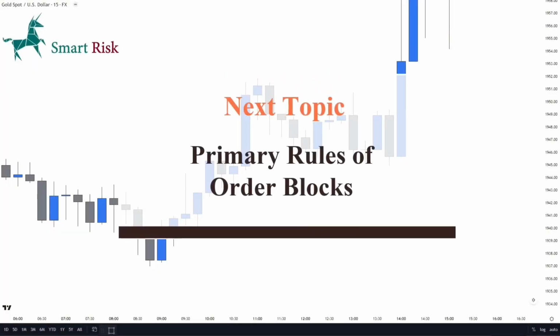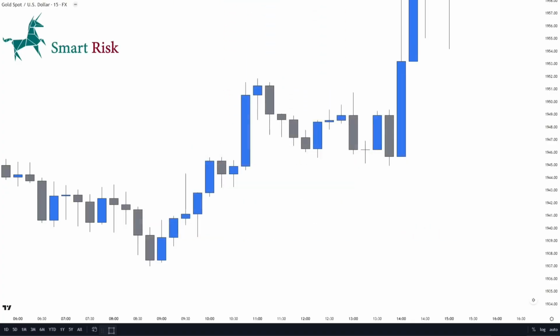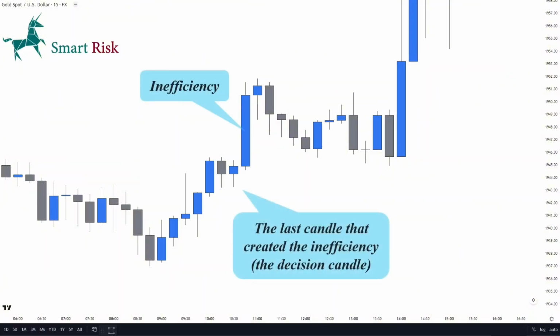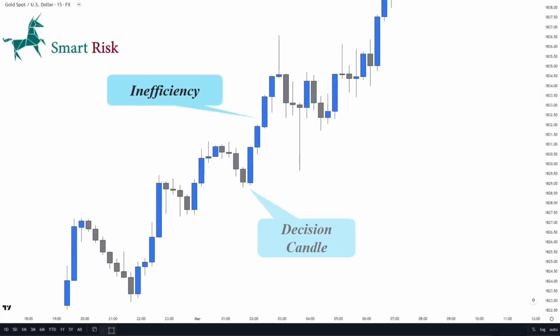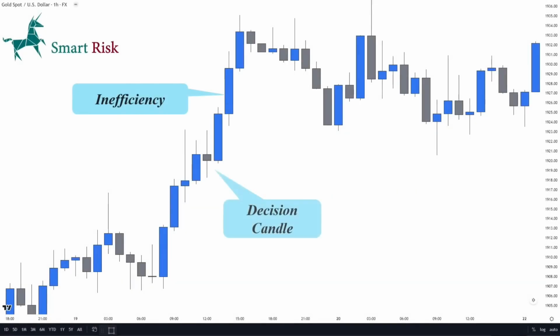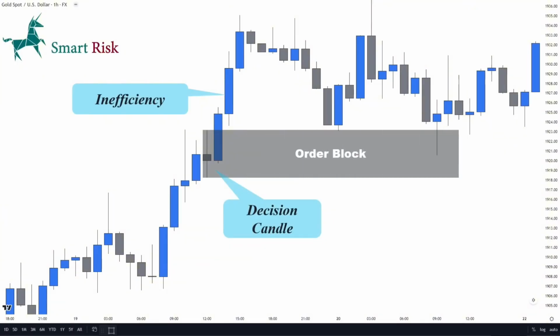First, let me explain some of the primary rules about order blocks and the smart money concepts. Basically, we consider the last candle that created the inefficiency as the order block zone, which we believe that the decisions are made during this candle. Sometimes, order blocks are at the start of an impulsive move, and sometimes in the middle of the movement in the form of a candle with the same or opposite color.